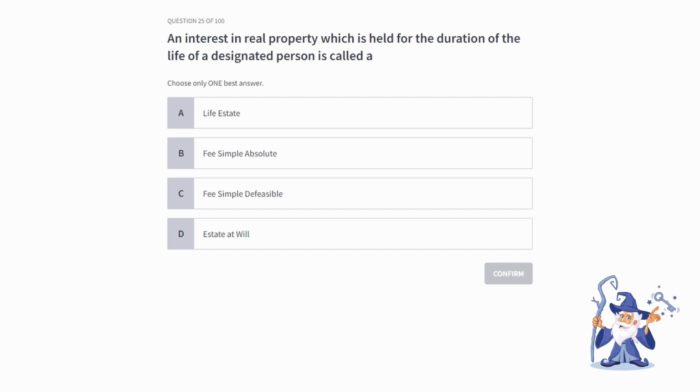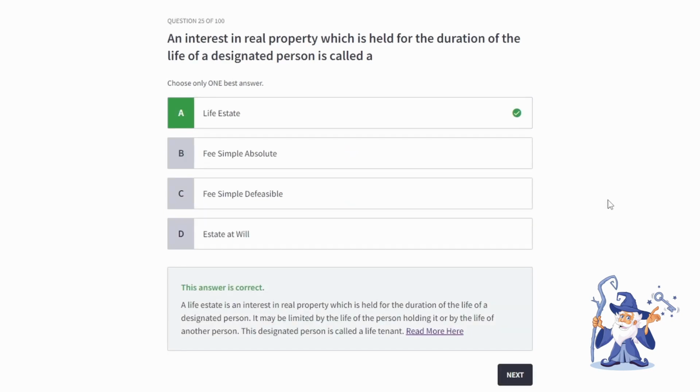Alrighty, what is the correct answer for this one? Well, it's going to be A. That's right, a life estate. So, a life estate is an interest in real property which is held for the duration of the life of a designated person. It may be limited by the life of the person holding it or by the life of another person. Now, that designated person is called a life tenant.